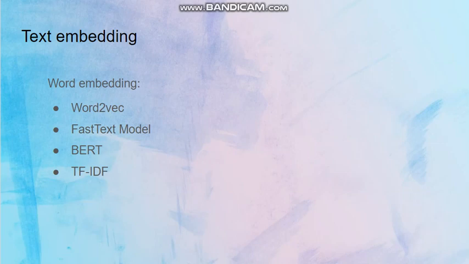FastText model, an embedding method proposed by Facebook's AI research lab. Representations of words are learned from character n-grams, and words are represented as the sum of the n-gram vectors. BERT is a recent approach proposed by researchers at Google AI Language. BERT uses the transformer architecture and attention mechanism that discovers contextual context between words.